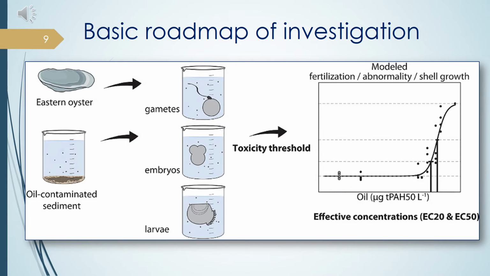So here we have the basic roadmap of this investigation of what we're going to be doing. So you have the eastern oyster, then you have the beaker filled with the sediments, and this is how we're going to pull the elutriates off from those sediments. And there's a specific process in which they do that. And of course they get the individual gametes, the embryos and larvae at the different stages, and those are all exposed to the elutriates, and then they're analyzed for the total PAH, for toxicity and effective concentrations, which we'll discuss here in the later slides.